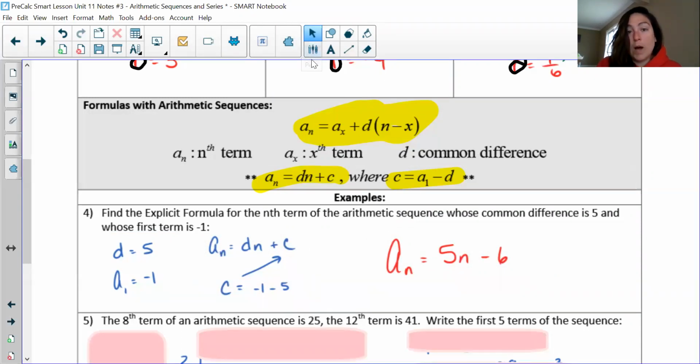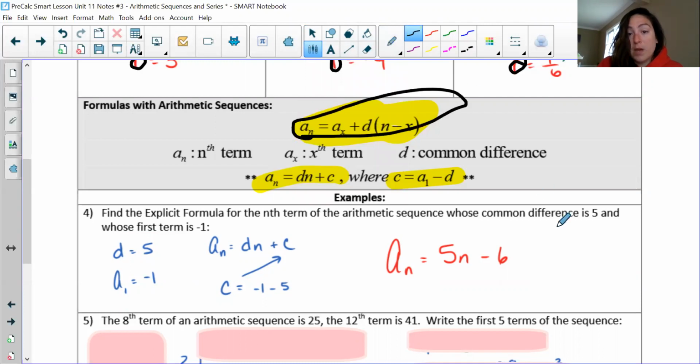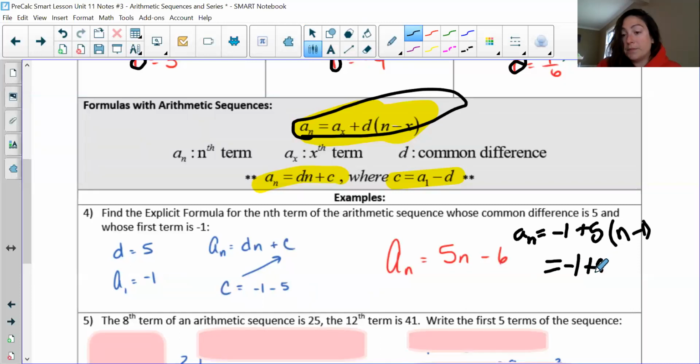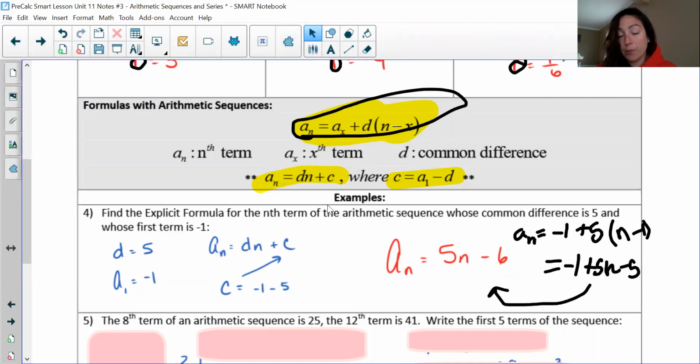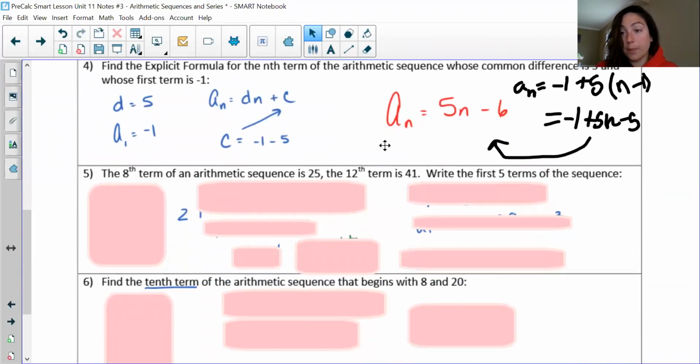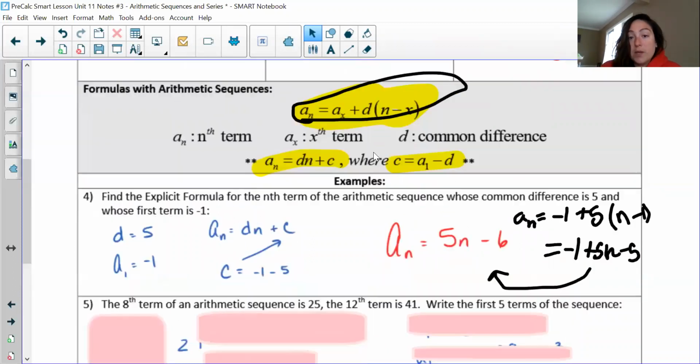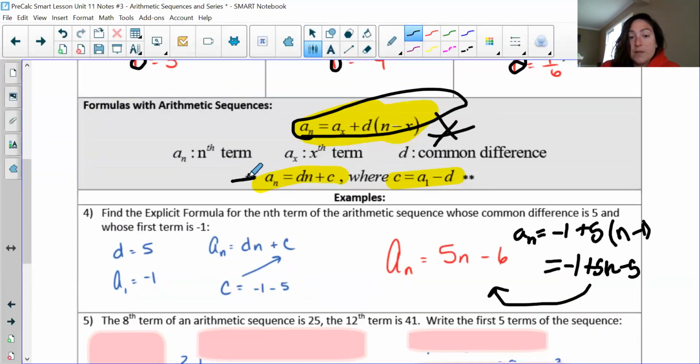And you could have done this as well with the other formula. It would have been a sub n equals a sub x, so we'll go with our first term, plus the common difference, which was 5, times n minus x. So since we used our first term, it would be n minus 1. And then when we simplify this, we distribute the 5n and then combine like terms, and we end up getting the same exact formula. So it does not matter which form you use, because when you simplify, it'll be the same. In Math 1, you only used this formula here. You never used this formula here.